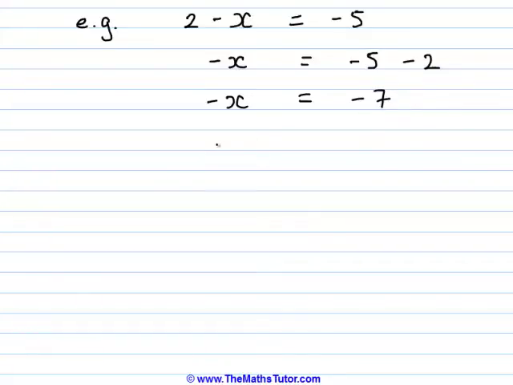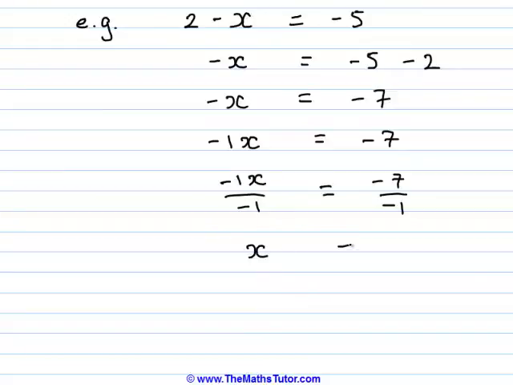Now minus x really means minus 1x. We want to get x on its own on the left hand side, so we need to divide by minus 1. Whatever we do on the left hand side, we must do to the right hand side to keep the balance of the equation. So this becomes x equals 7. So 7 is the solution of our equation.